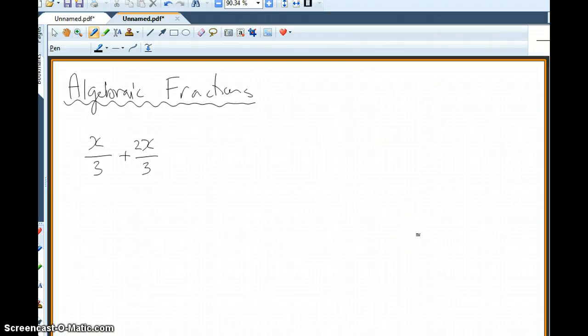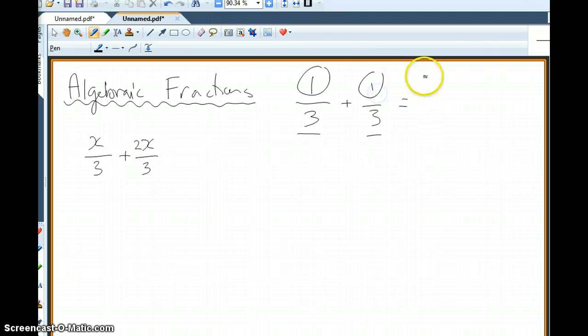Okay, here's just a quick refresher on adding fractions without any letters. Remember when you had, say, 1/3 plus, say, another third? When the denominators were the same, you would simply add the numerators, right? No problems.